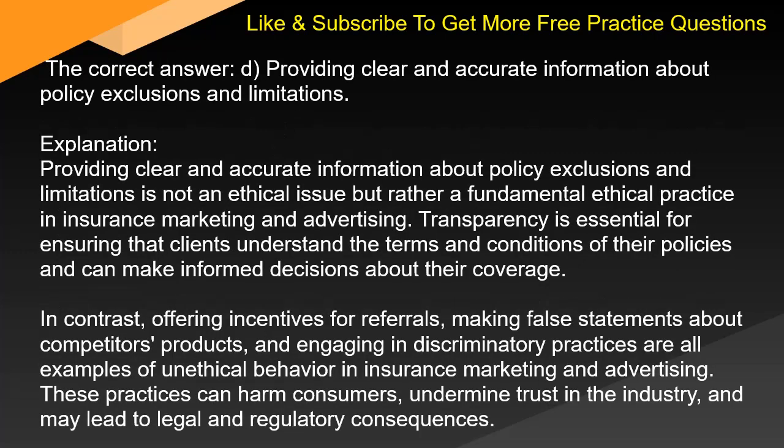The correct answer, D. Providing clear and accurate information about policy exclusions and limitations. Explanation. Providing clear and accurate information about policy exclusions and limitations is not an ethical issue but rather a fundamental ethical practice in insurance marketing and advertising. Transparency is essential for ensuring that clients understand the terms and conditions of their policies and can make informed decisions about their coverage. In contrast, offering incentives for referrals, making false statements about competitors' products, and engaging in discriminatory practices are all examples of unethical behavior in insurance marketing and advertising. These practices can harm consumers, undermine trust in the industry, and may lead to legal and regulatory consequences.